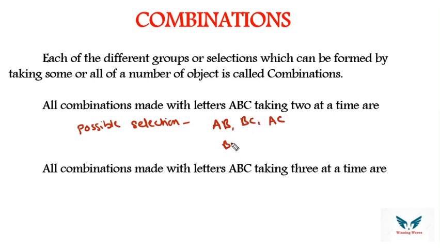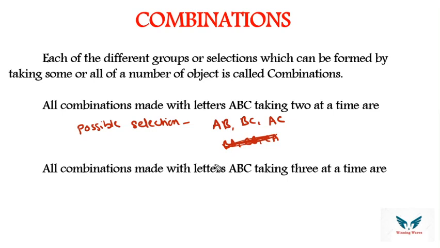So you cannot take BA, CB, CA. Why? Because AB and BA both are the same. Previously we could arrange in different formats, but here it is nothing but selection. So AB and BA both are the same, BC and CB are the same, AC and CA are also the same. So you are supposed to ignore this. Make sure that selecting means only taking those letters without any repetition of those things.